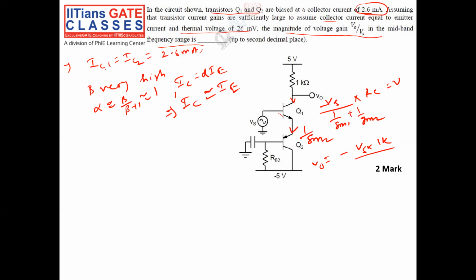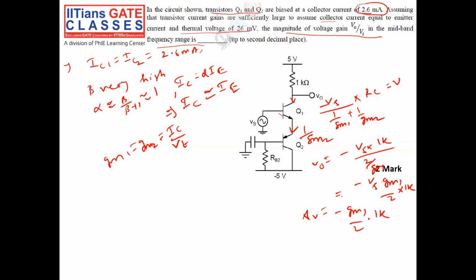Since IC1 is equal to IC2, GM1 is equal to GM2, because GM is equal to IC by VT, we know. So the sum will equal 2 by GM1. So I can say the output voltage is minus Vs into GM1 by 2 into 1K. So the gain will be V0 by Vs equals minus GM1 by 2 into 1K.